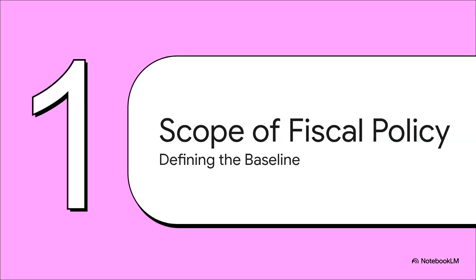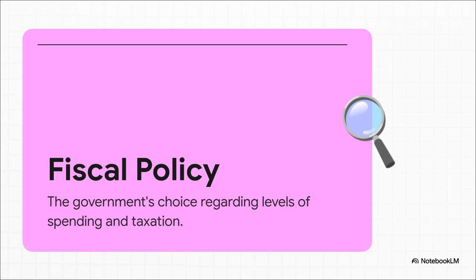Okay, Section 1. Let's establish our baseline and define the actual scope of fiscal policy. At its absolute core, fiscal policy is just the government making choices about how much it spends and how much it taxes. And unlike monetary policy, which is handled by central bankers, these fiscal decisions are made by elected politicians. Think the US Congress or the British Parliament.